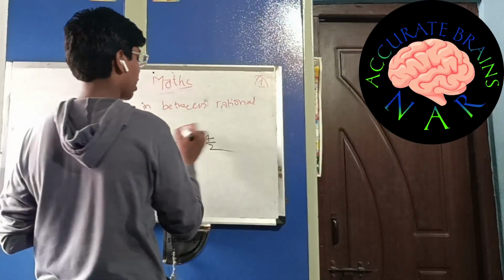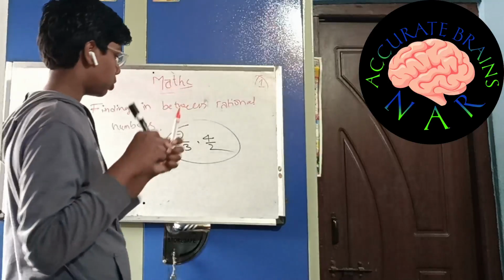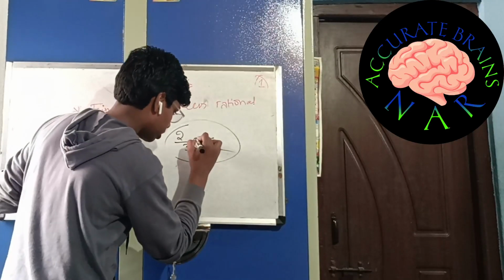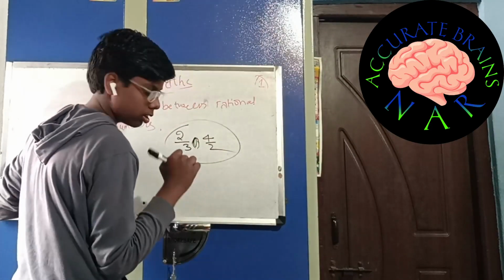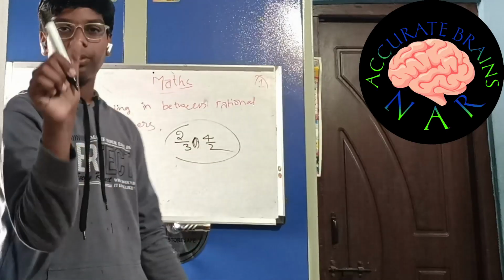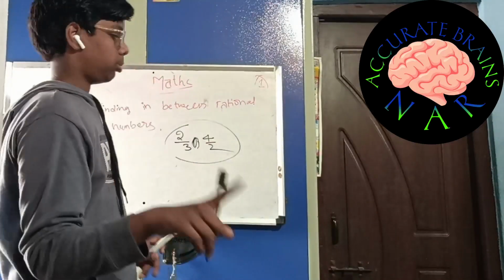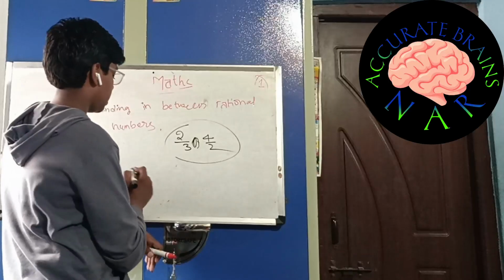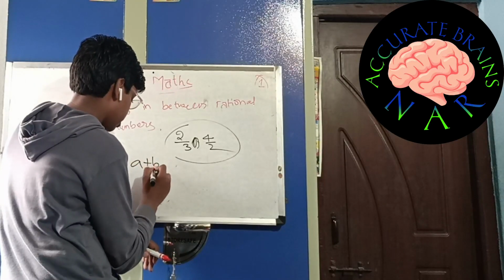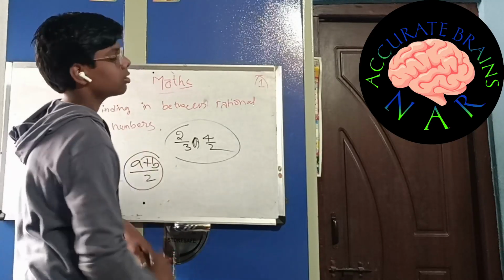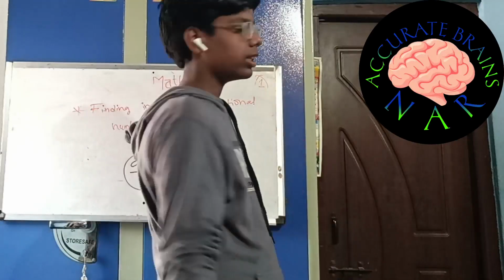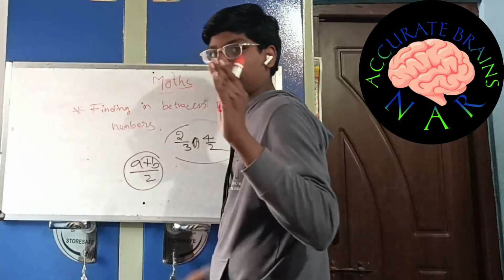So here we have two rational numbers. To find another rational number in between these two, the formula will be a plus b by 2. This is the formula to find the in between rational number of two numbers.